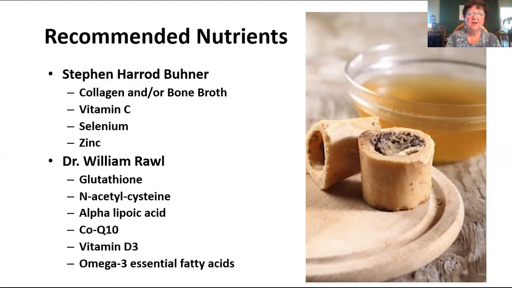Dr. William Rawl recommends glutathione, which helps the liver to detoxify, as it is in certain pathways that create detoxification. Same thing with N-acetylcysteine, alpha lipoic acid, and CoQ10, which oxygenizes the blood cell and helps in that manner. Vitamin D3, well, we all know how important vitamin D3 is in immune health. And omega-3 essential fatty acids.